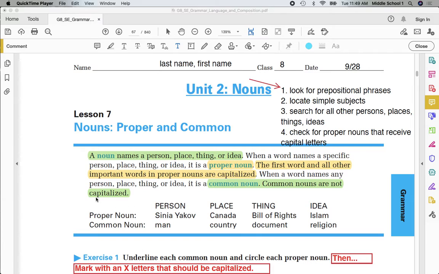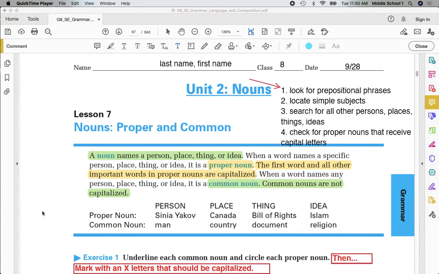Below these definitions on the top of page number 61, we see some examples of specific persons, places, things, or ideas, and some examples of common nouns. As we continue to study this week, we're going to be separating the proper and common nouns into different groups. But for today, we simply want to practice looking out for identifying these 2 kinds of nouns.